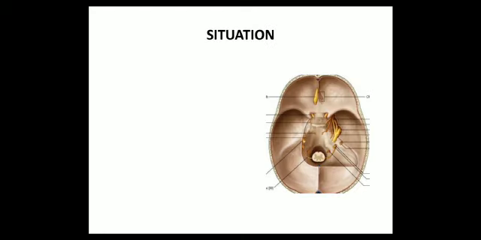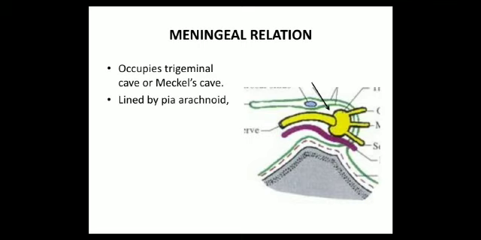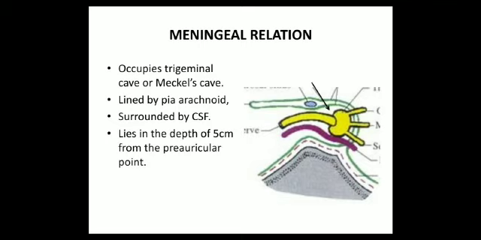Situation: it is situated in the trigeminal impression which is present in the apex of the petrous part of the temporal bone. The meningeal relations: it occupies the trigeminal cave or the Meckel's cave and surrounded by the pia and the arachnoid matter. It is filled with CSF. So, the ganglion is surrounded by the cerebrospinal fluid and it lies in the depth of 5 cm from the preauricular point.